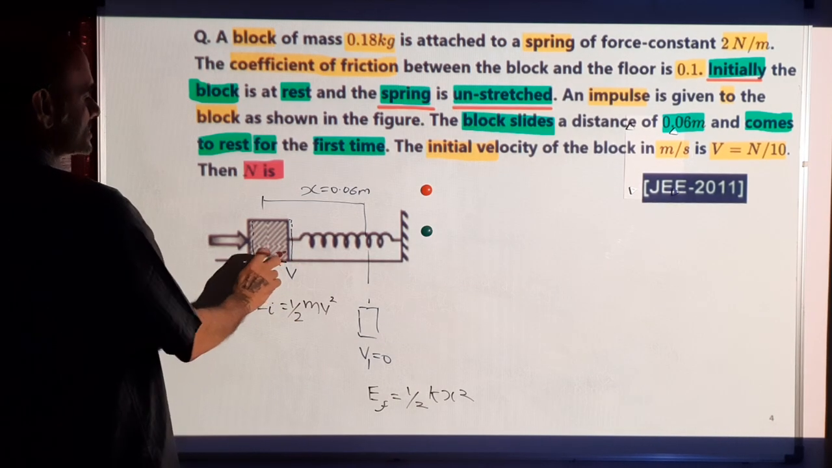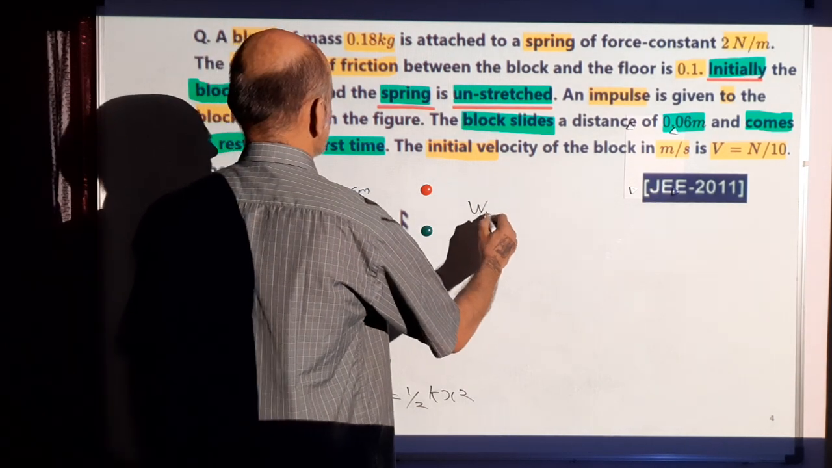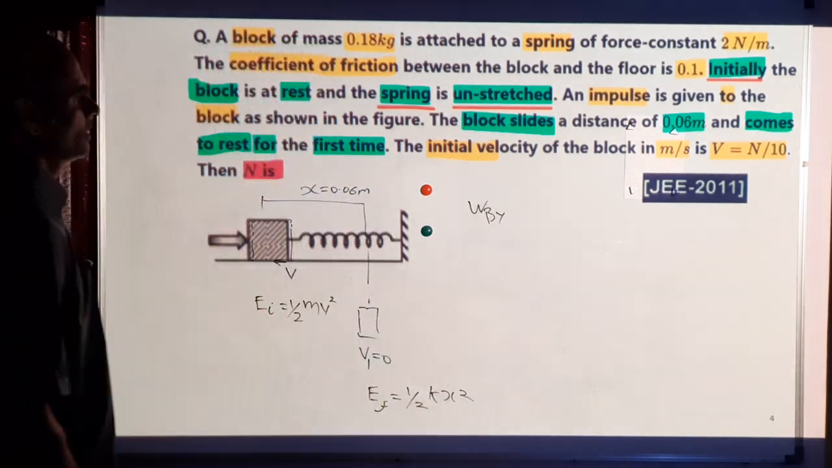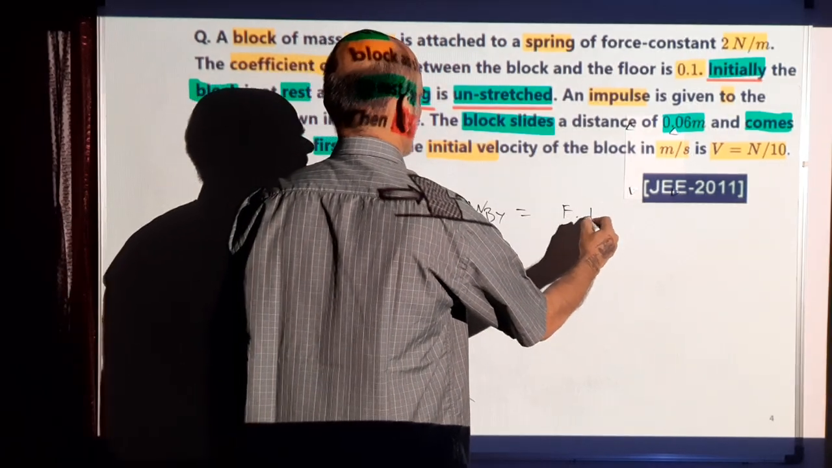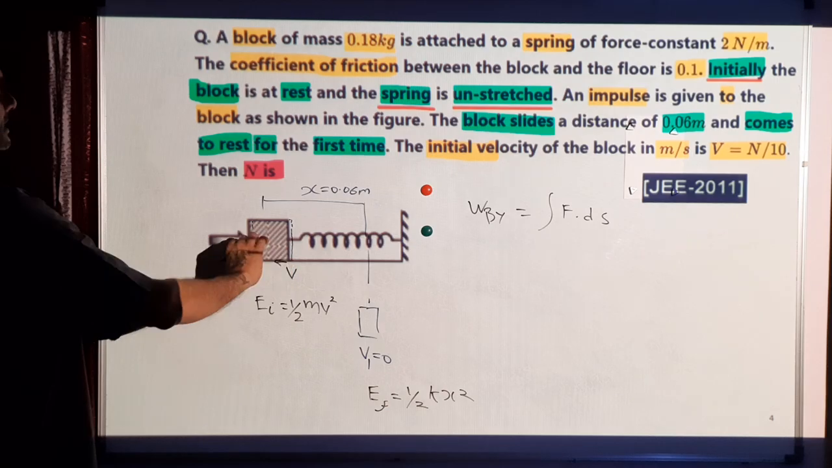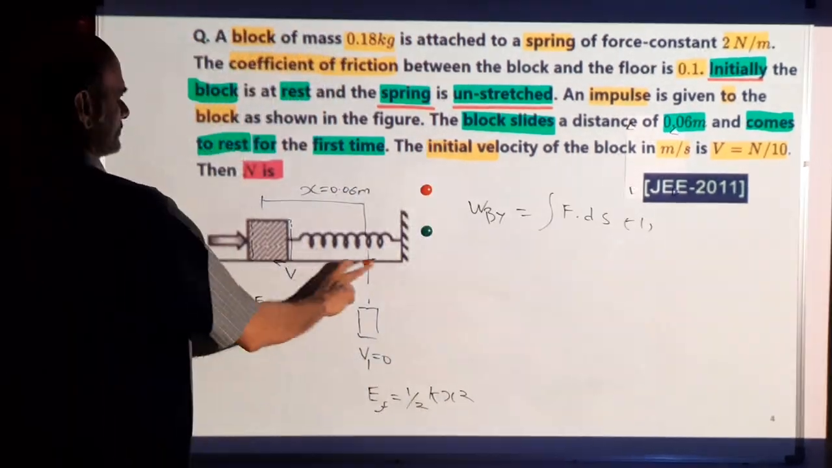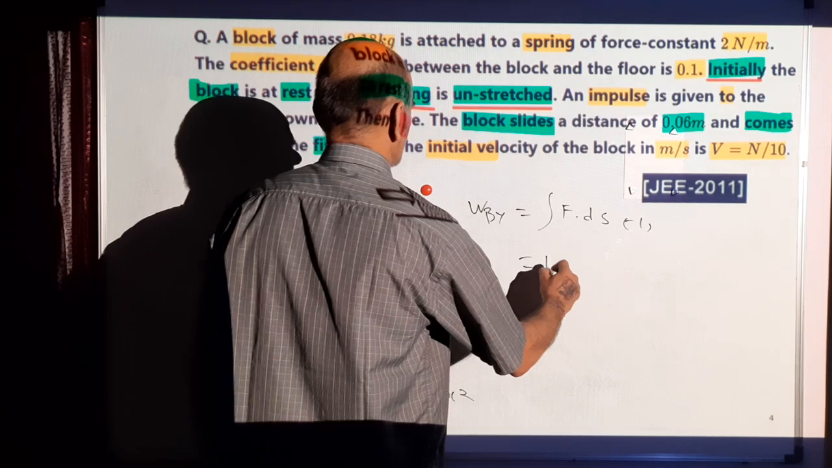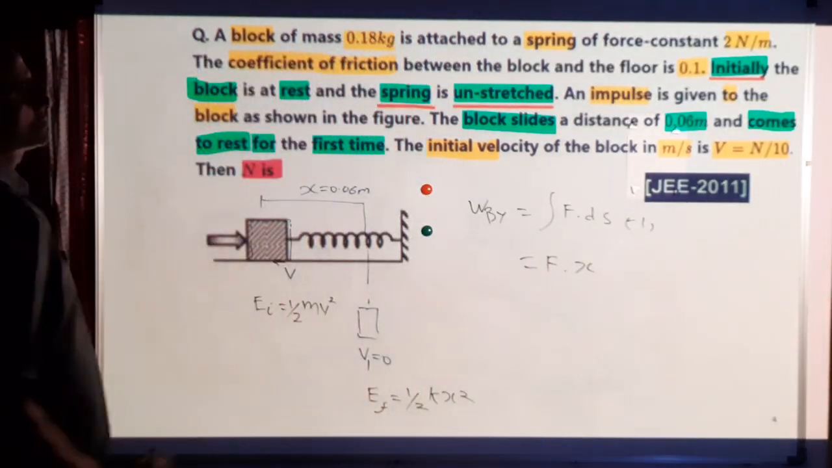And work is done by this block to overcome this friction. So work done by the system. System is the block and the spring. This is the integral of F dot ds. Here the force and ds are in opposite directions, cos 180. It's actually a uniform force because the friction force is uniform, so it will come out. So the integral of ds is the total displacement, which is x.